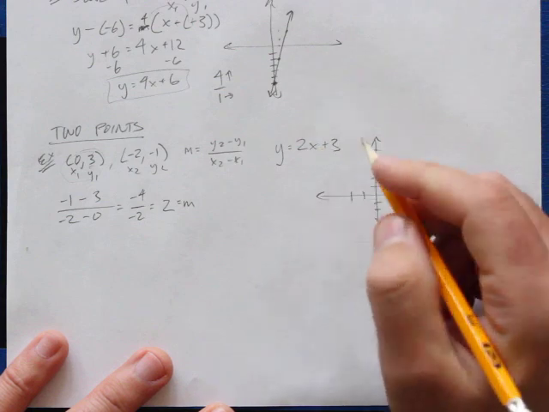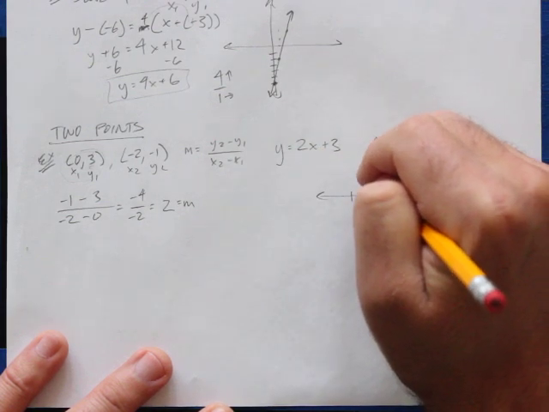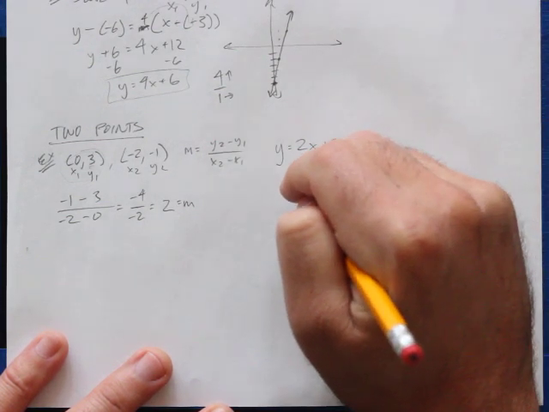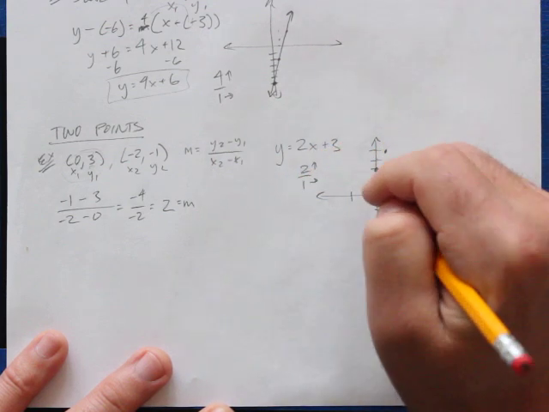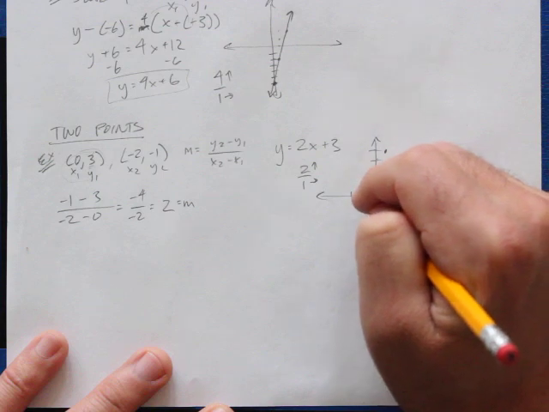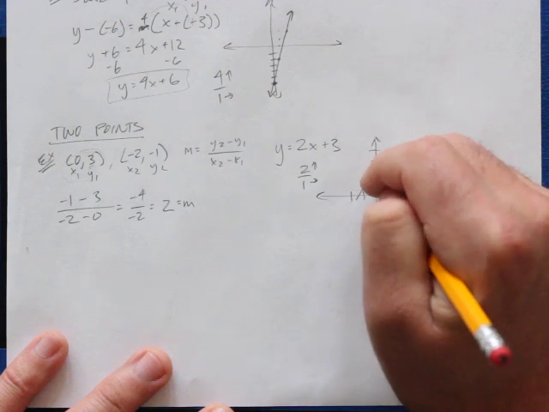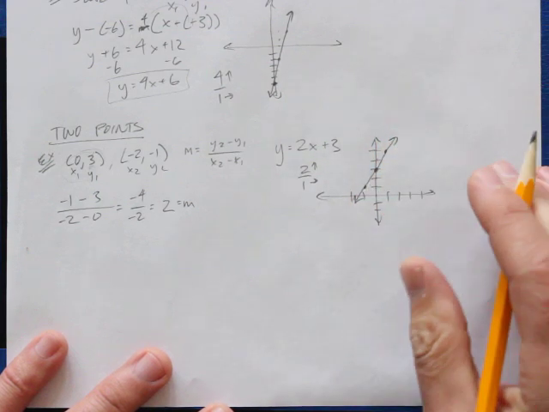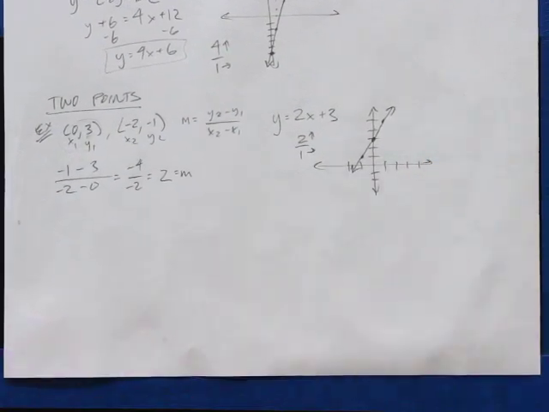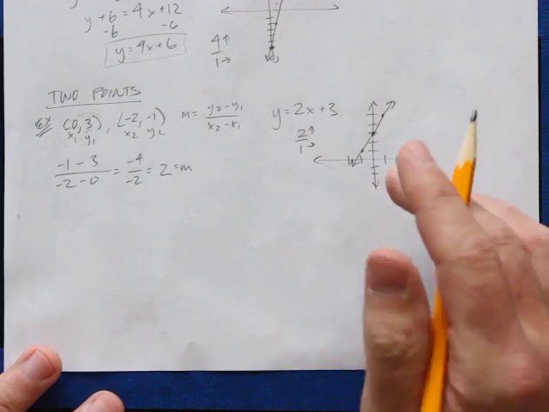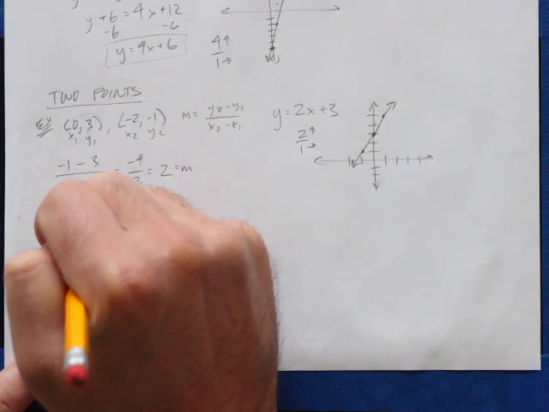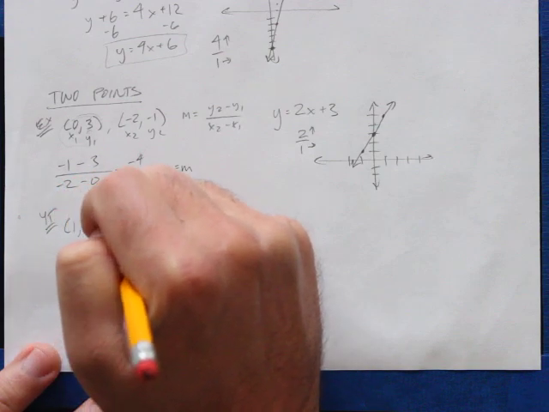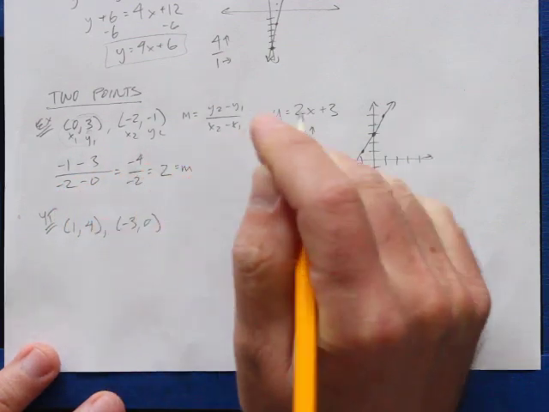All right, my y-intercept is 3, 1, 2, 3, there we go. And my slope is 2 over 1, up 2 to the right 1, up 2 to the right 1. I could also go down 2 to the left 1, and then there we go. My line, looks good. All right. Now, let's say we do a you-try that is (1, 4) and (-3, 0).